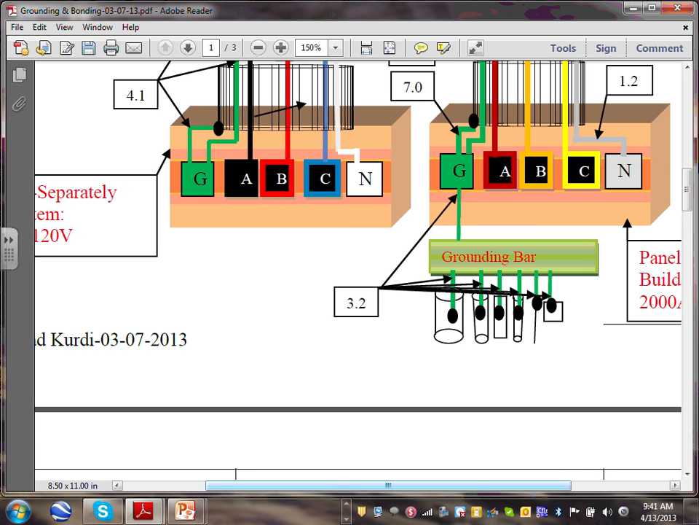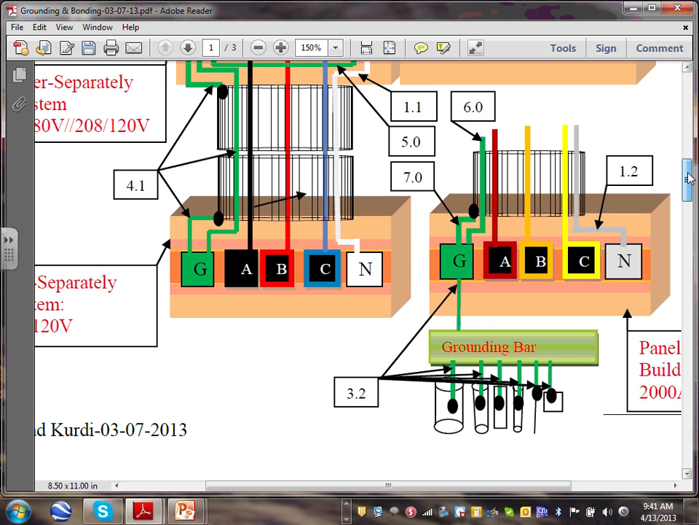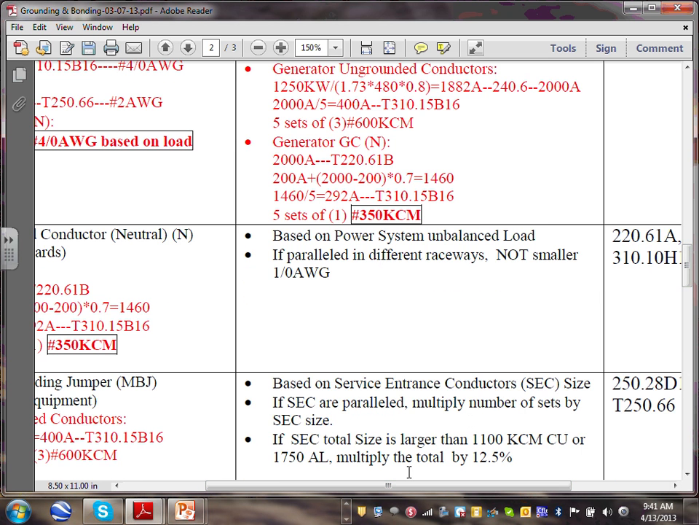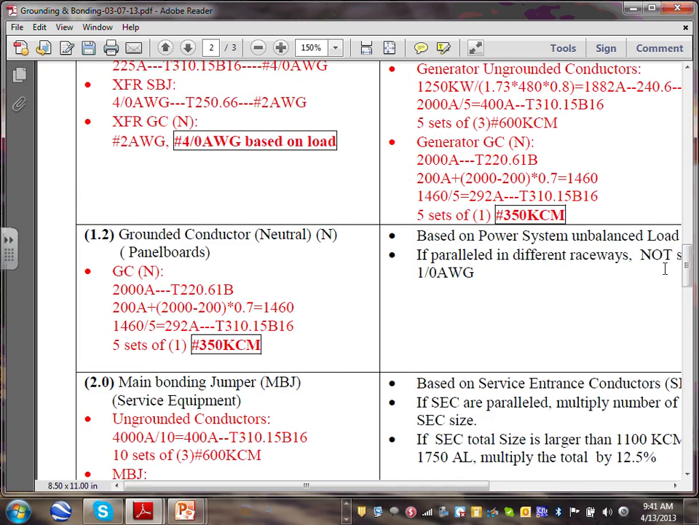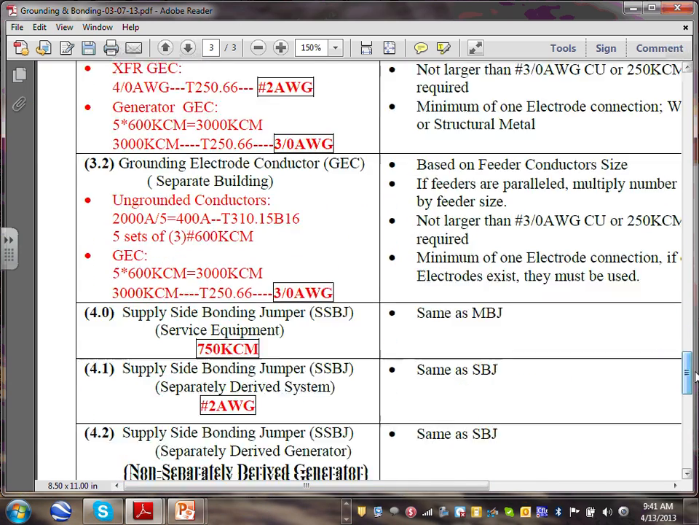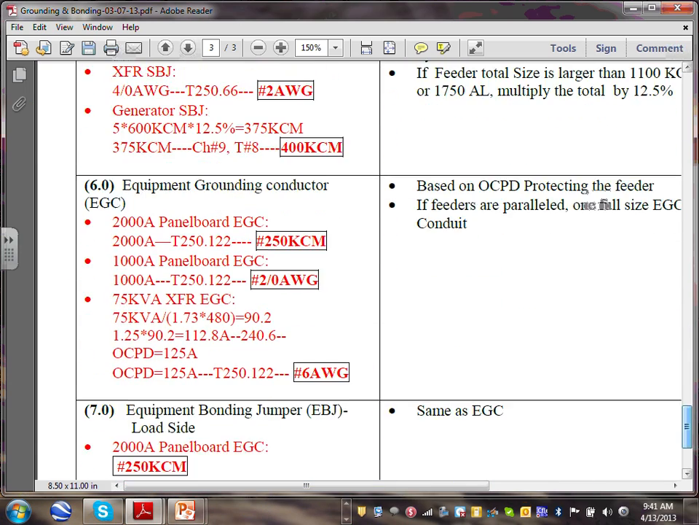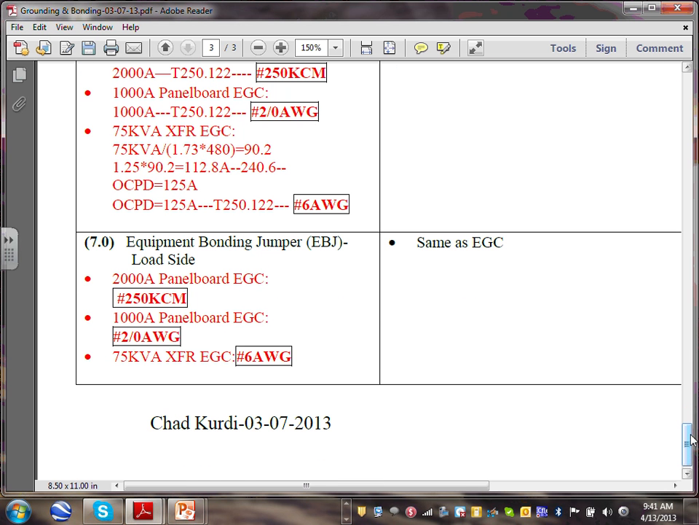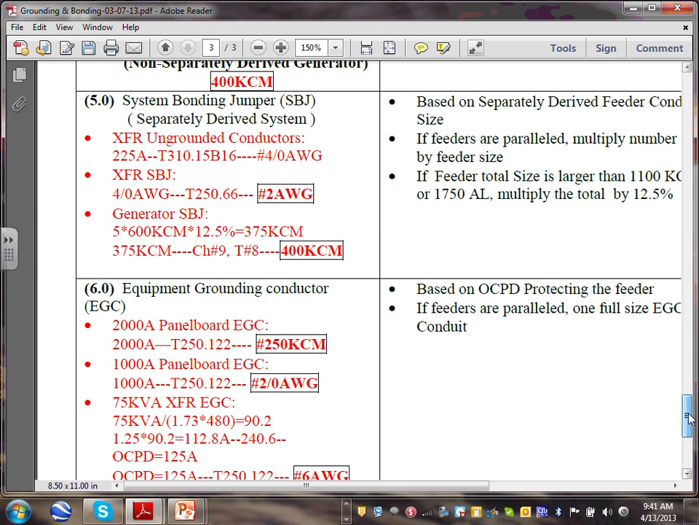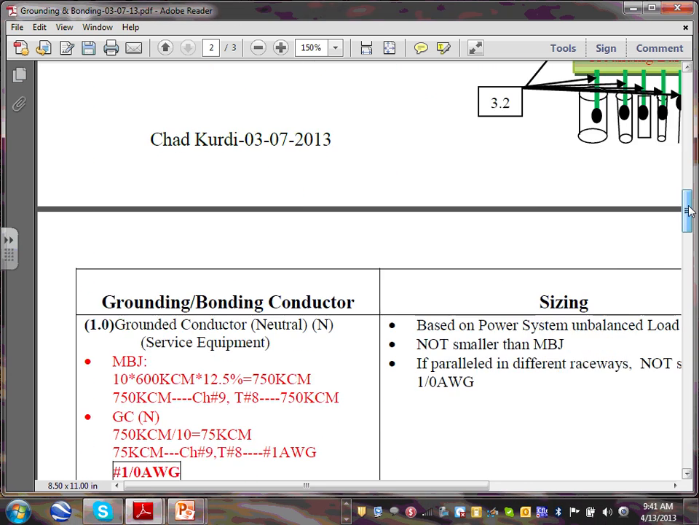I'm going to also go to number 6, which is the equipment grounding conductor that you have to provide with it. So let's go to number 6 here. So here's my number 6. I have my 2000 amp, same thing, is going to go 250 kcmil. And number 7, guys, it's also going to be 250. So everything is going to be the same. The only difference is you're providing a grounding electrode conductor for the other building.